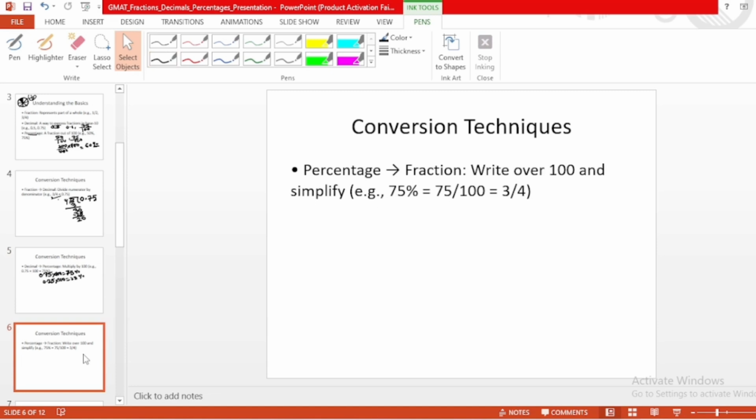Now percentage to fraction. This is very important. You will see in the table in the subsequent slide why this is very important. 75% is nothing but 75 over 100, which means divide it by 100. After simplification, you get 3 by 4. So we have seen one question and the basics of conversions.